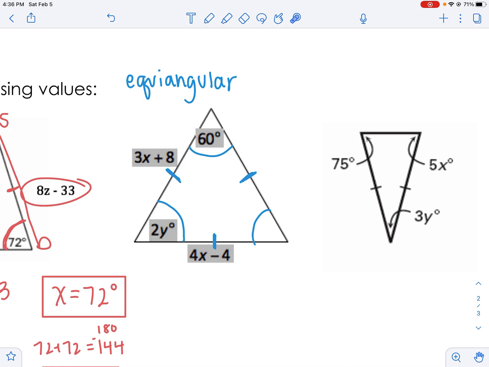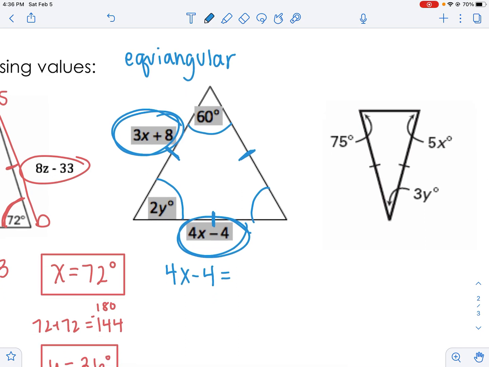So I'm going to go ahead and start with that outside part, and I'm going to just work my way in. If it's equilateral, that means all the sides are congruent, which once again means part equals part. So I'm going to do 4x minus 4 equals, an outside part goes with an outside part. Don't forget that, outside with the outside. So 4x minus 4 would equal 3x plus 8.